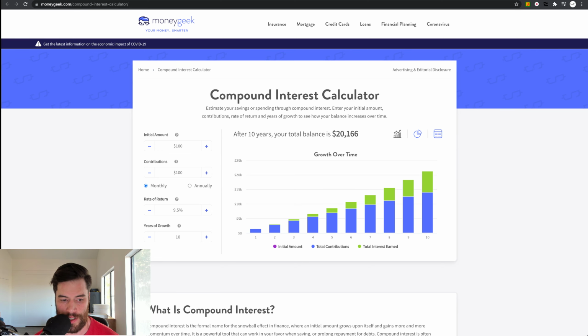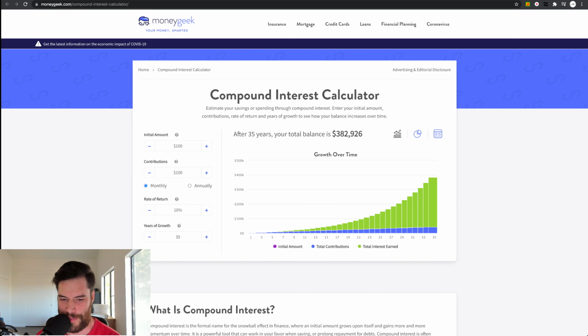And as you can see, this slowly grows and grows. Let's do 10% even. Now, years of growth. Let's say you're 20, and you want this money by the time you're, let's say, 55, not 65. Let's do 55. So you start at 20. You start with $100, and you're only adding $100 a month. Even when you're 50 years old, you're only putting in $100 a month. What does that look like?